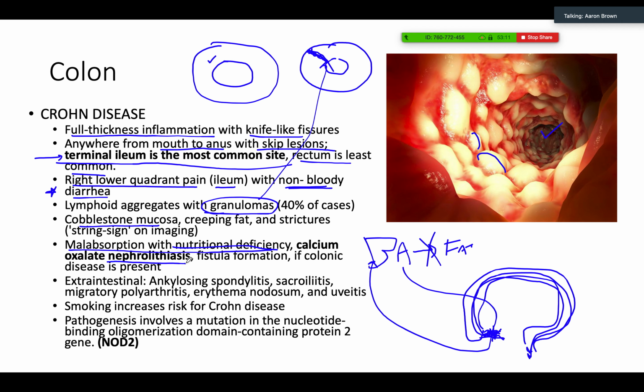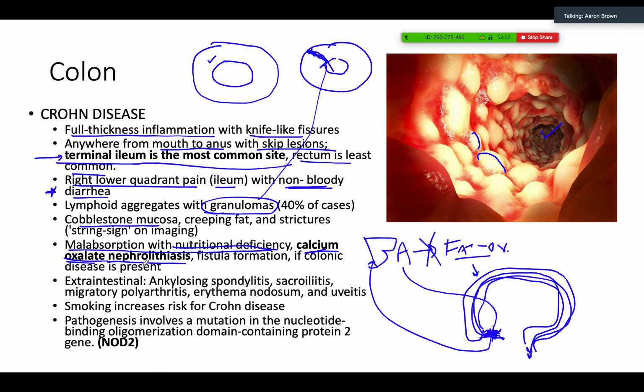We're going to have some kidney stones. Essentially, and this is getting a little more complicated, because now we have a lot of fat in our colon, something called oxalate binds to the fat in our colon. Now that the oxalate is binding to fat in our colon, in the kidney we end up getting calcium oxalate stones. I know I'm not explaining this very well. I'm sorry for that. But essentially, because of the fat malabsorption, we end up with kidney stones. And these are calcium oxalate kidney stones that you can see in Crohn's disease.